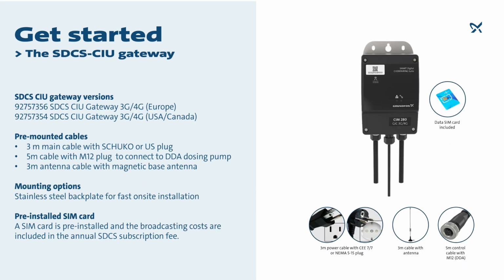To remotely monitor or operate the DDA dosing pump, you need a Smart Digital Comparing gateway. We offer you a version for Europe or for USA, Canada. The gateway is already equipped with all the necessary cables and plugs for a fast on-site installation, such as a 3-meter power cable with SHUCO or US power plug, a 5-meter control cable with M12 plug for communication with the DDA dosing pump, and a 3-meter antenna cable with magnetic base antenna.